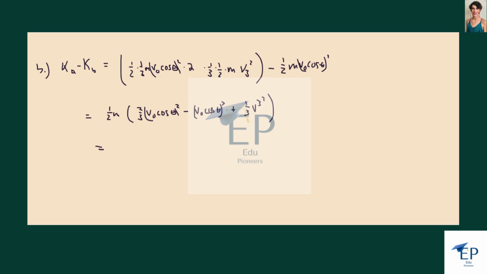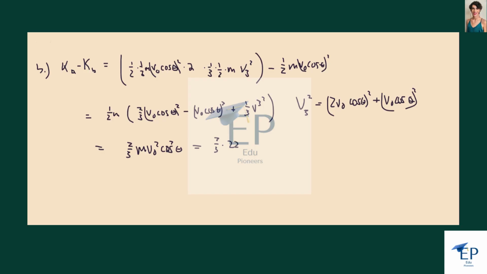Now we can plug in what we got for v3, because the magnitude of v3 squared from our part A answer is (2 v naught cos theta) squared plus (v naught cos theta) squared. Let's plug that in and simplify, and we see this comes out to something pretty simple: 2/3 m v naught squared cos squared theta. Let's plug this in.